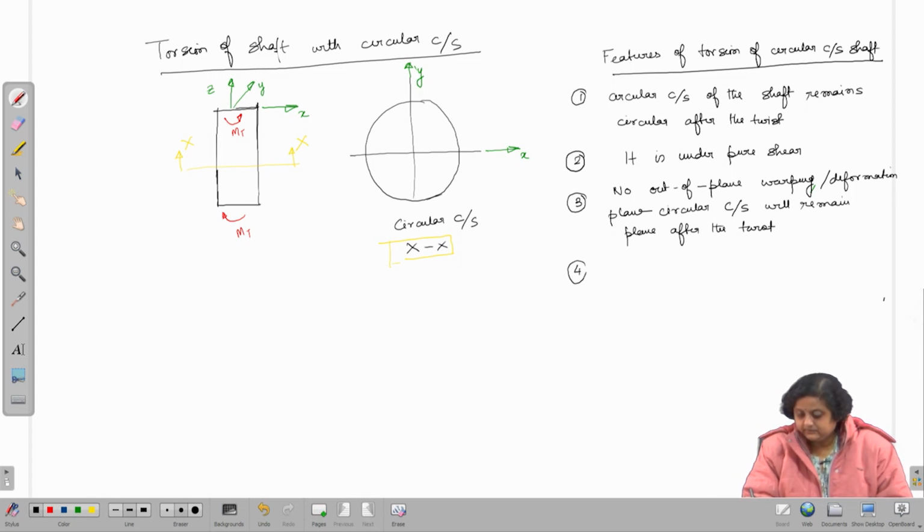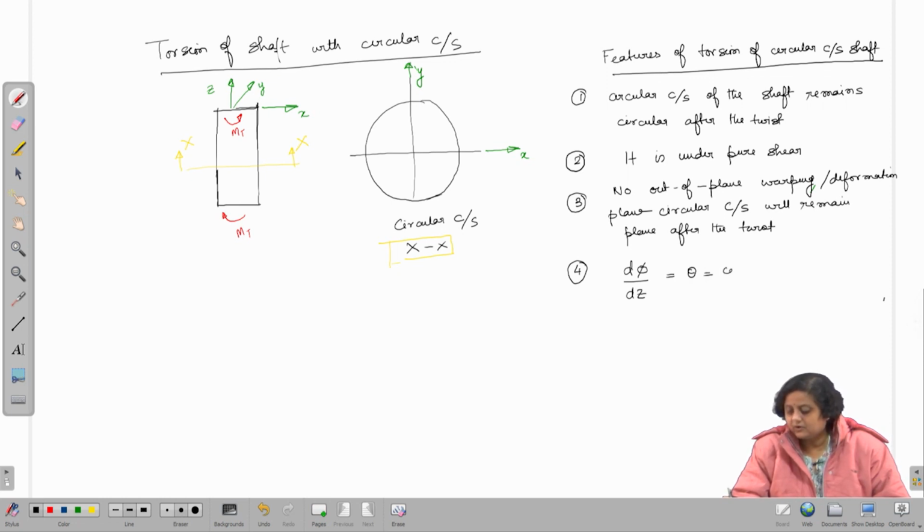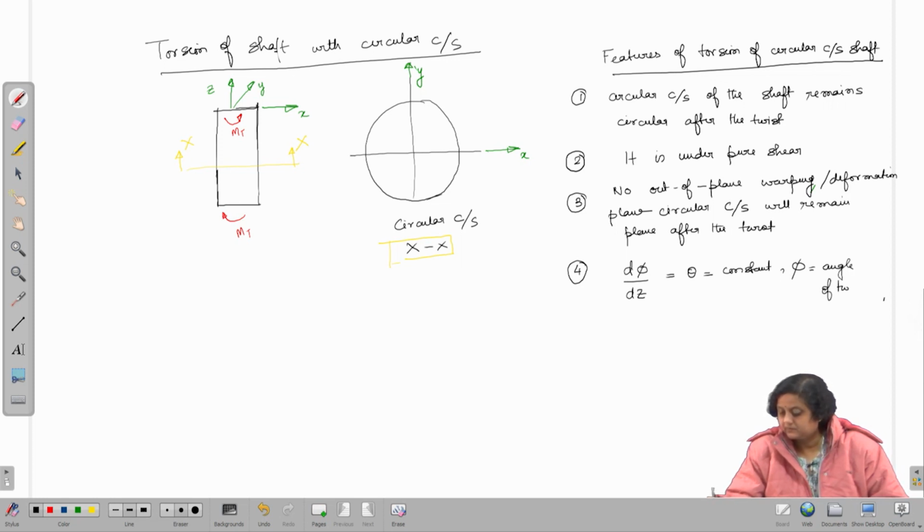The fourth point is that dφ/dz, which can be written as θ, is constant, where φ is the angle of twist. So, the rate of change of angle of twist with the lengthwise axis, that is the z axis, is constant. This is another important feature of the torsion of circular shaft.